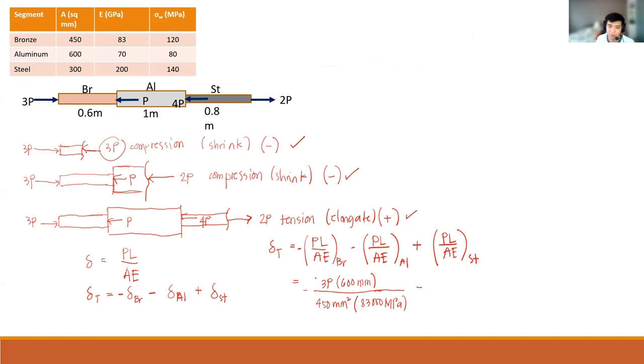Okay, so this one is minus. Let's create a bracket. Next is 2P, and the length is 1 meter, so this is 1,000 millimeters, all over 600 millimeters squared, and then we have 70,000 megapascal. Expect that your force is in newtons. We are using newtons and millimeters. And lastly is plus, so this would give us 2P still.